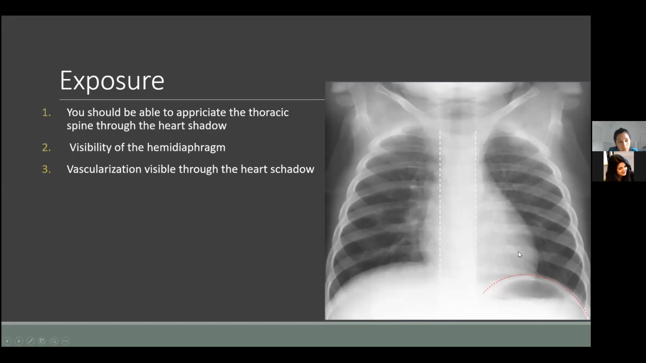You will not be able to see anything through the heart, so you might miss masses or consolidations that are posteriorly located compared to the heart. So exposure is extremely important.